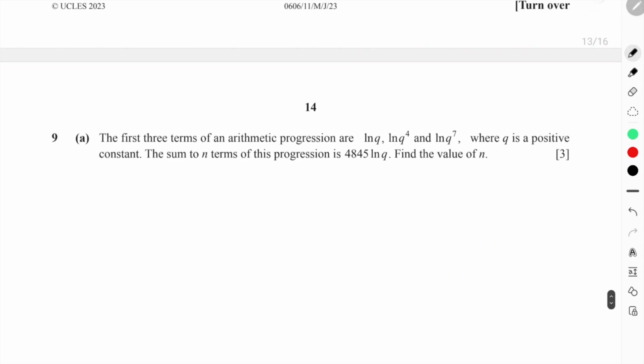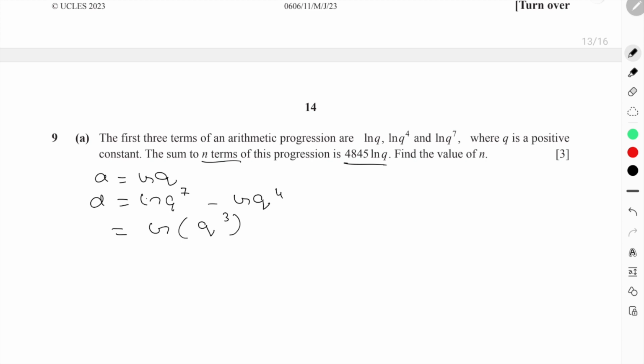Okay, so the first three terms of an arithmetic progression are ln q, ln q to the power of 4, and then ln q to the power of 7. So we have to find the sum to n terms of this progression. Oh wait, the sum of the first n terms is this. So first let's find, a is ln q, and then d is just going to be ln q to the power of 7 minus ln q to the power of 4. That's essentially ln q to the power of 3.